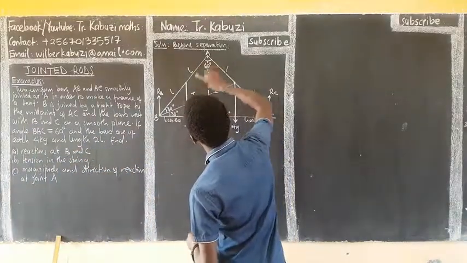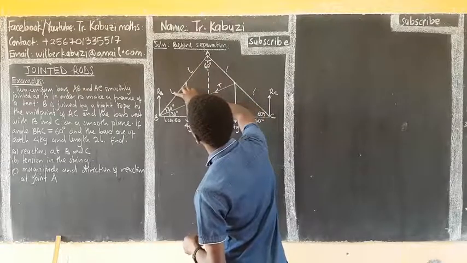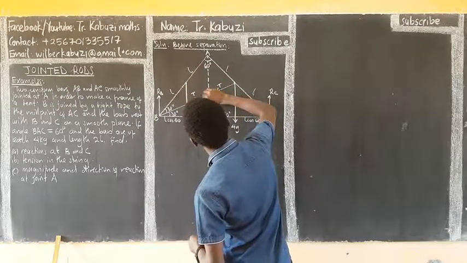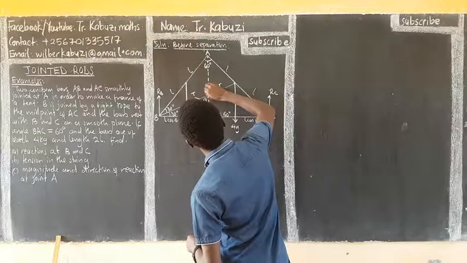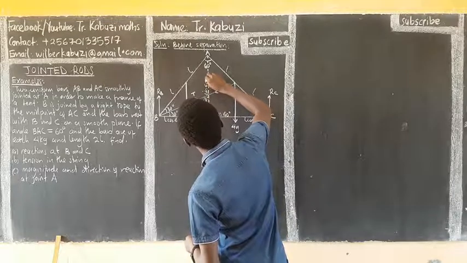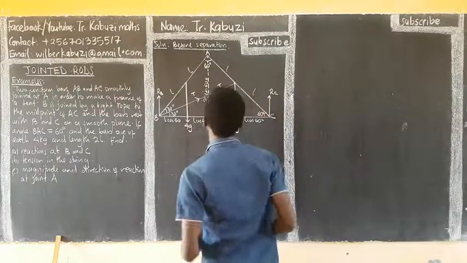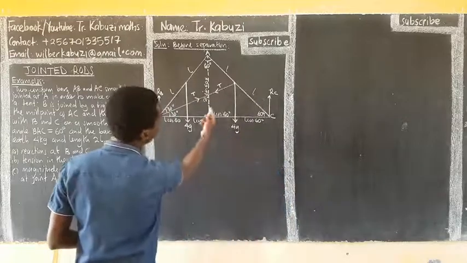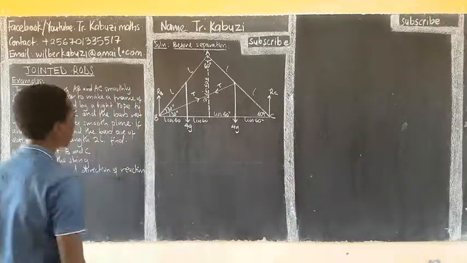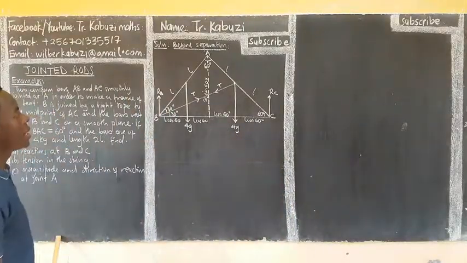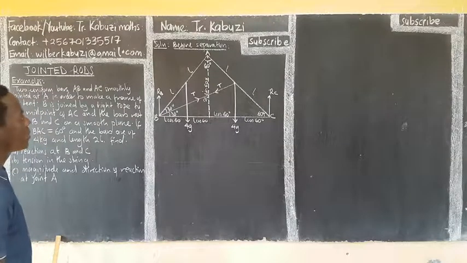Because this is 2L, we see L plus L is 2L. So the whole is going to be 2L sine 60 degrees, because this is opposite to this, the same there. So basically that's what we have. Then I think we now need to get the reactions. That's all we had to put there.